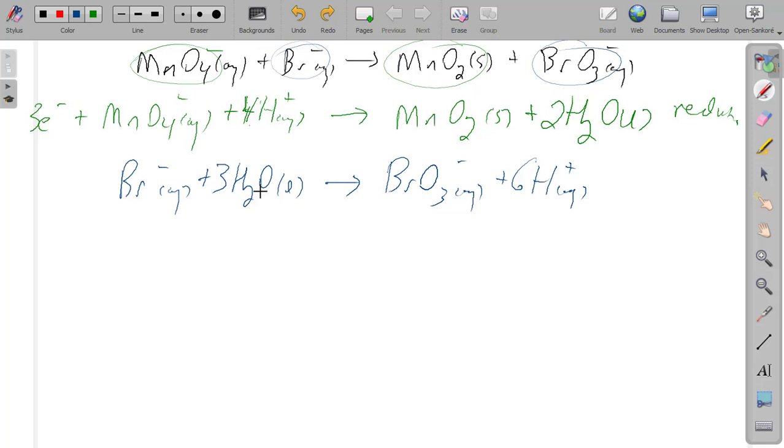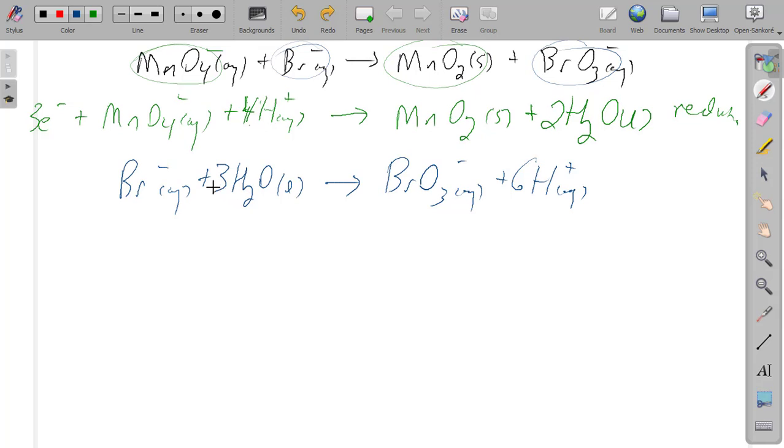And now we're able to charge balance. 3 negatives on this side and 5 pluses on this side. 3 negatives, 5 pluses. So we're going to have to come down to this side to make this all work, right?